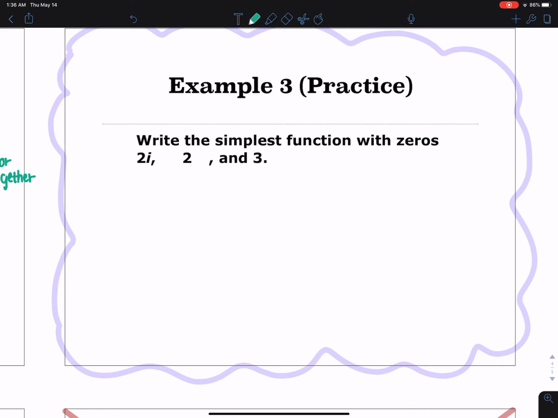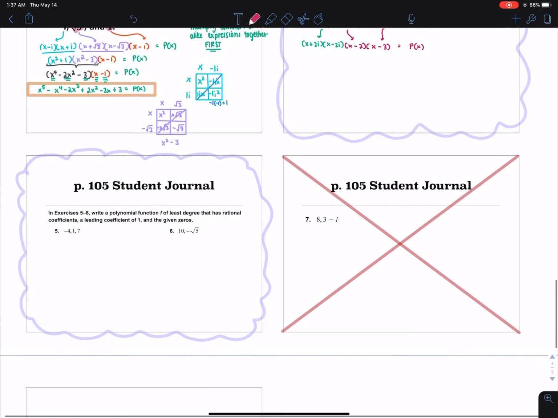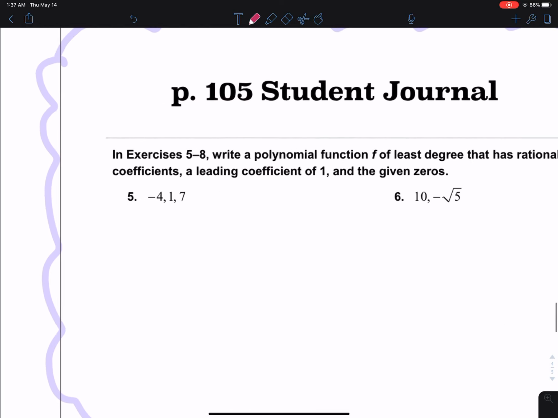So make sure that you do example 3 practice. Again, don't forget with i, you always have x plus 2i and x minus 2i anytime you have complex roots. And then the next one's just normal, so this would be x minus 2, and then same thing with 3, we would have x minus 3. So you're going to multiply those together and come up with your polynomial. And slow down, double check, make sure that you're doing it correctly. And then there's just 2 final questions then.